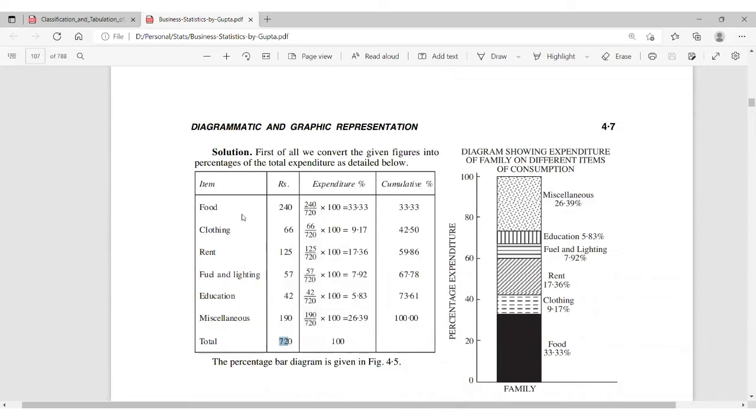The first one is food. The total is 720, so the percentage is 240 divided by 720 into 100. We got this percentage. In a similar way, clothing: 66 divided by 720 into 100. These are the percentage expenditures, right?